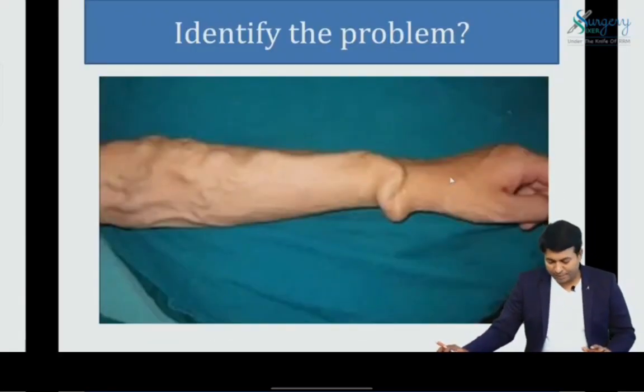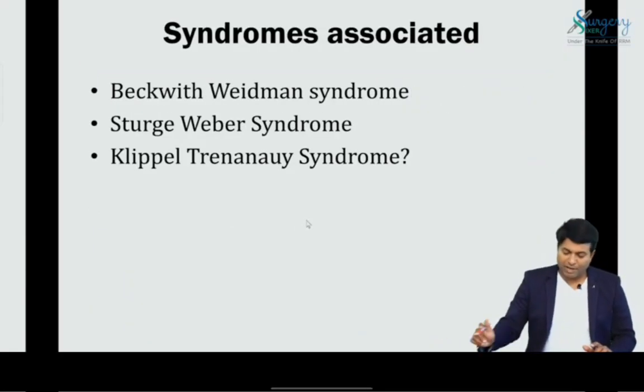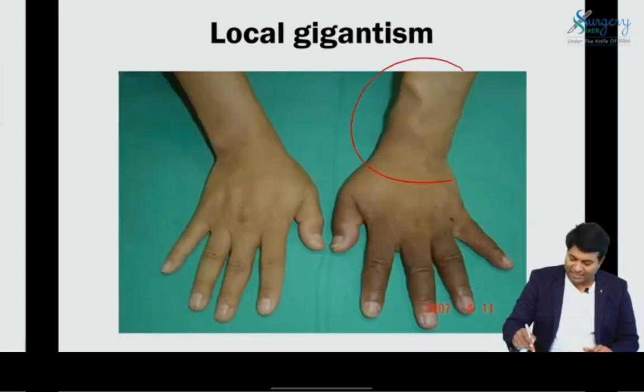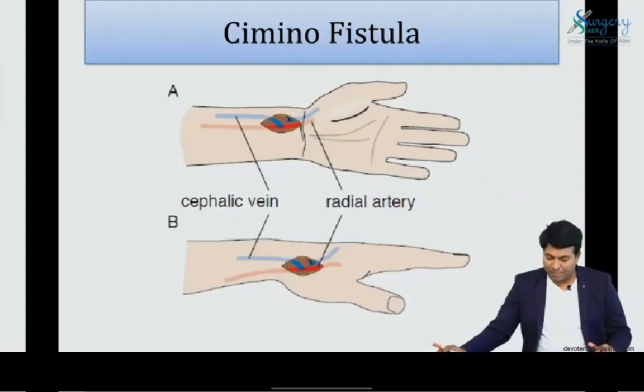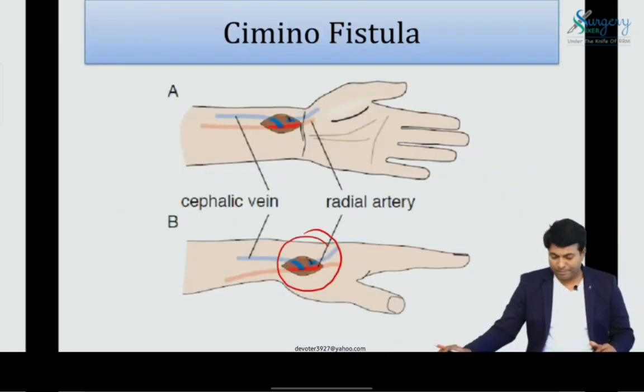So this is an AV fistula, arterialization of veins. Klippel-Trenaunay syndrome, Sturge-Weber syndrome, Parkes Weber syndrome. This is local gigantism. You can see the limb is hyperpigmented, enlarged, and has increased temperature. This is a Cimino fistula between the cephalic vein and radial artery. This is the catheter which we saw already.